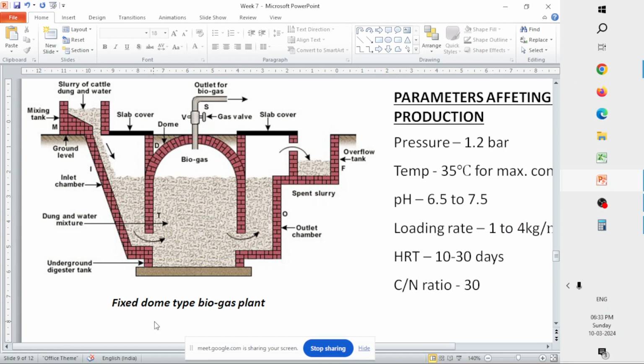So this is the fixed dome type biogas plant. It is installed in New Delhi in India by the Action for Food Production Department. The project is called Divanandu.